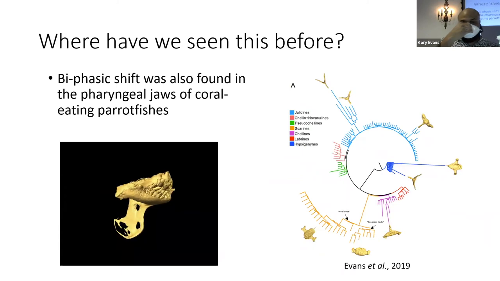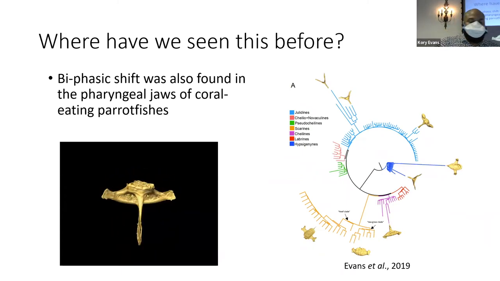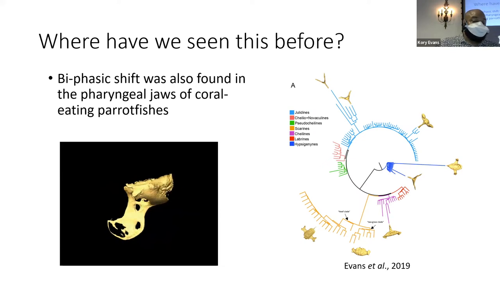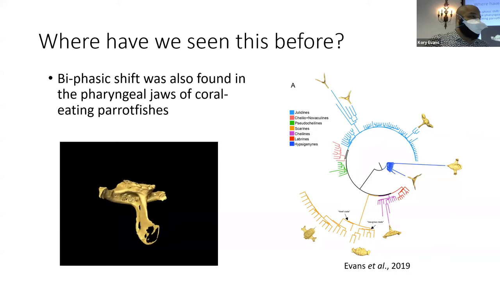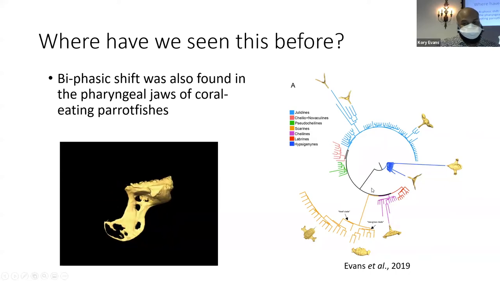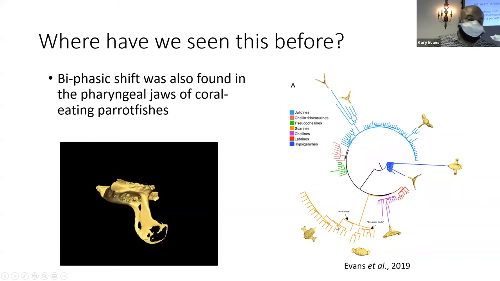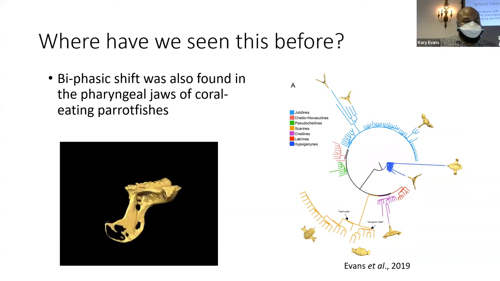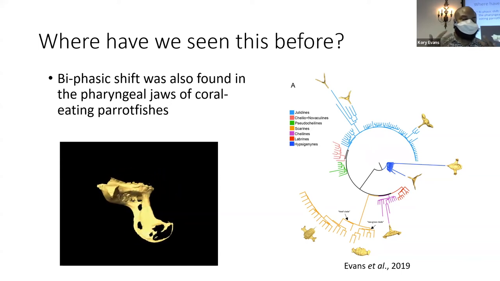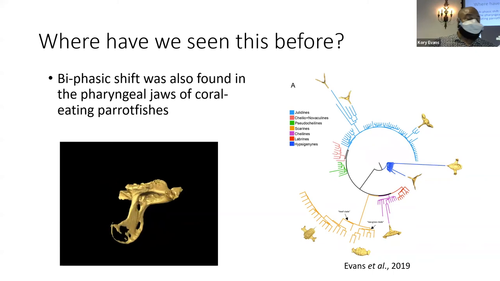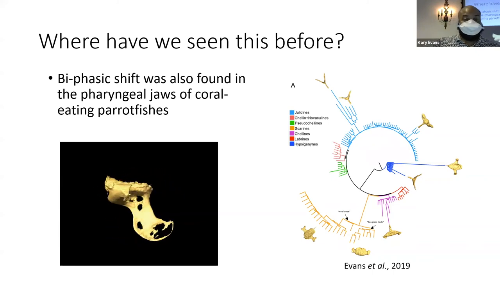So this biphasic shift is actually an interesting finding, because this isn't the first time we've seen it. My colleagues and I, in a study in 2019, looked at rates of shape evolution in lingual jaws in wrasses. We found that same characteristic biphasic shift in parrotfishes at the base, and then again at the coral reef clade as they evolve to eat coral. So it looks like multiple traits that are associated with diet are following similar evolutionary trajectories and similar patterns in the rates of trait evolution, which is really interesting.